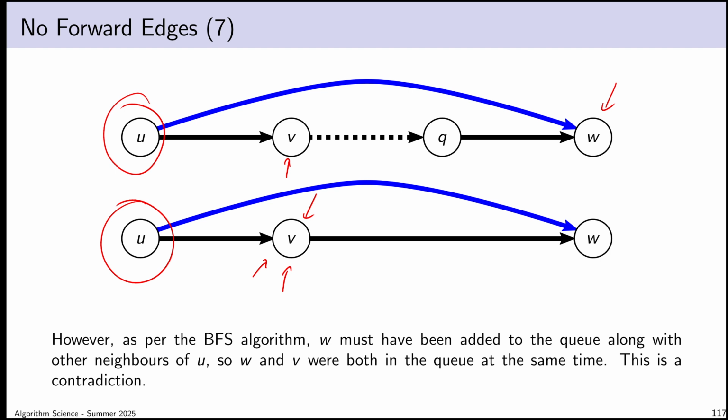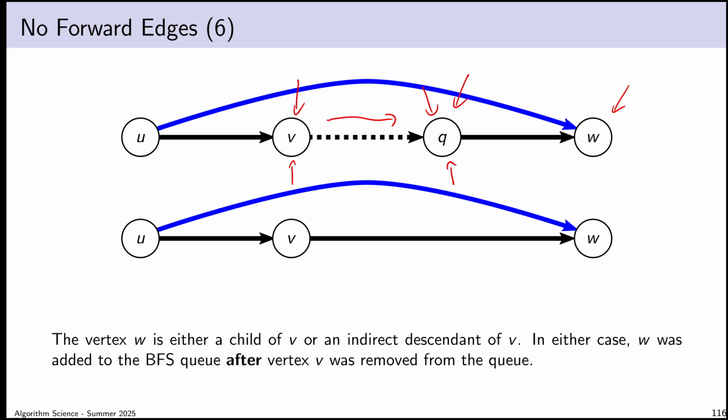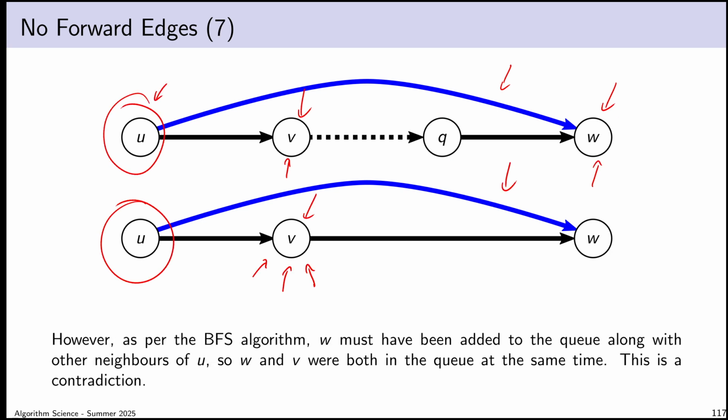And that means that when I processed U, W was unvisited. And we can see here that W is a neighbor of U, which means that I would have added W to the queue at the same time or around the same time that I added V. So there was a moment in which both W and V were in the queue at the same time. That's a contradiction, because I just said that we didn't add W to the queue until after V was removed. So we have our contradiction.